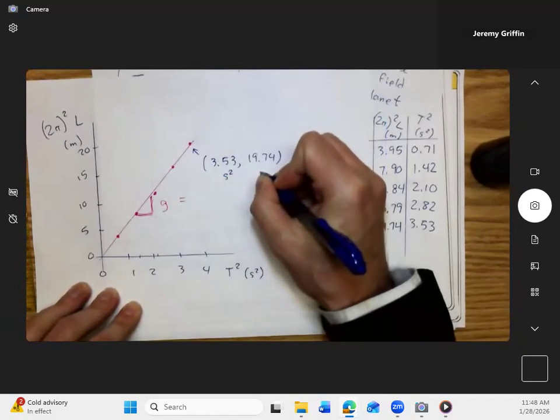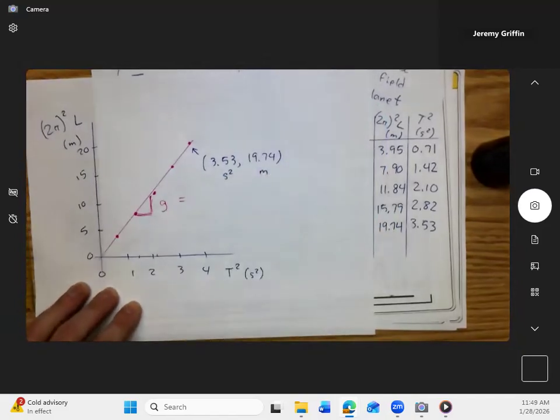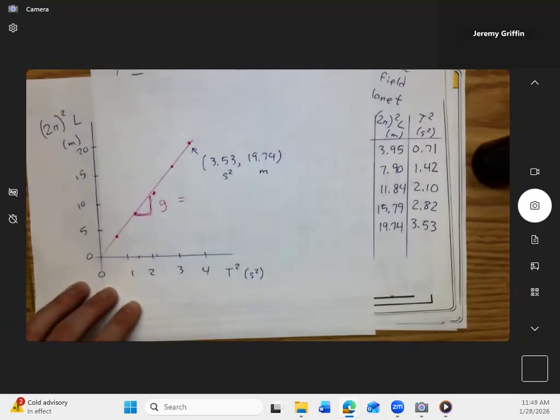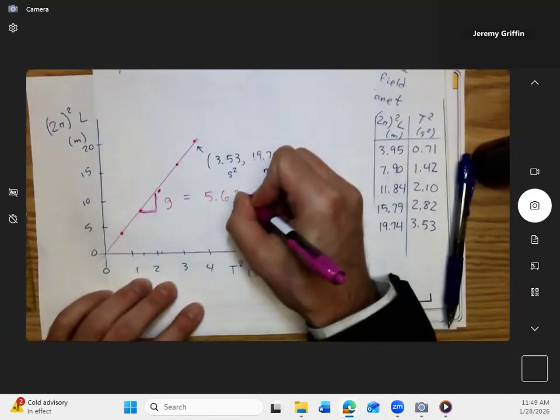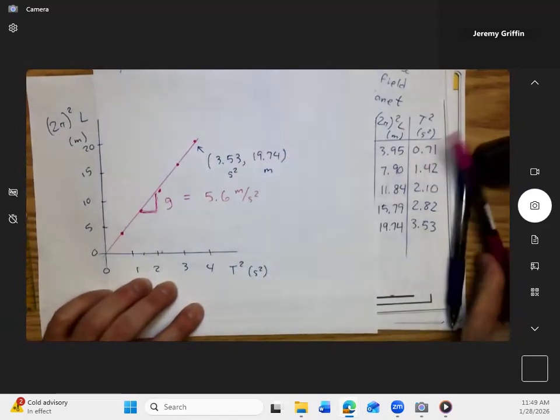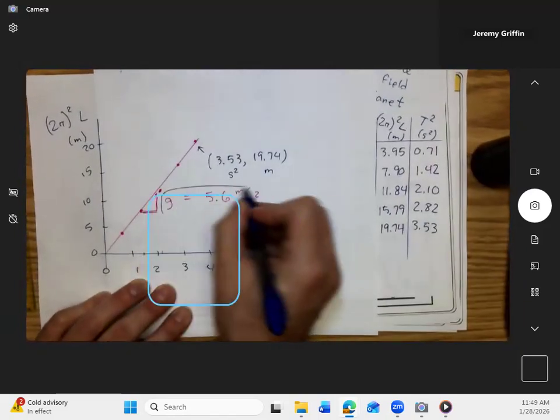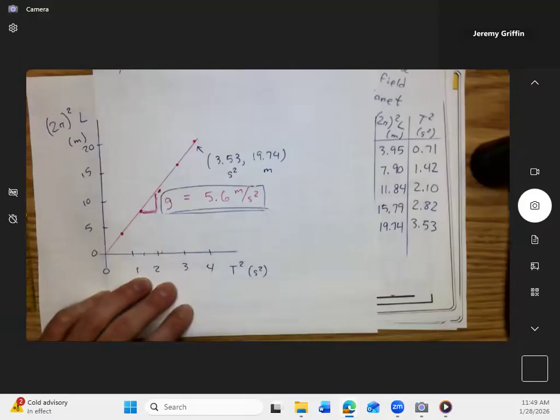This is 5. 5.6. Yeah. 5.6 meters per second squared. That's the gravity field of that planet that we just landed on. Okay, this one.